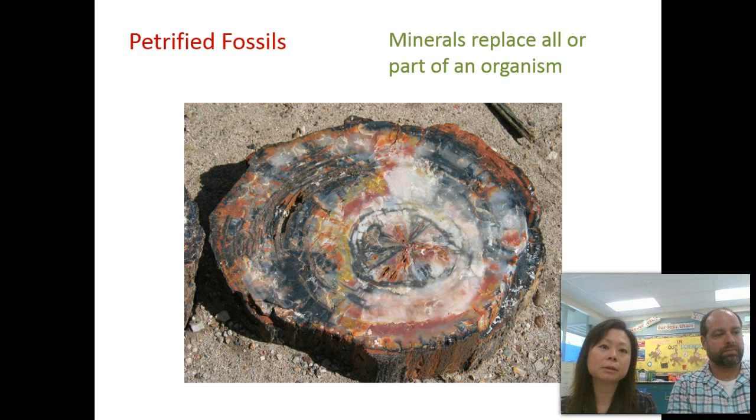Another type of fossil that gives us evidence of what it was like in the past are petrified fossils. And that's when minerals replace part or all of an organism. In this picture, you see a tree trunk, and after many, many years of being in the lake or in the river, the minerals have seeped in through the plant cells, and it hardened and became a petrified fossil.